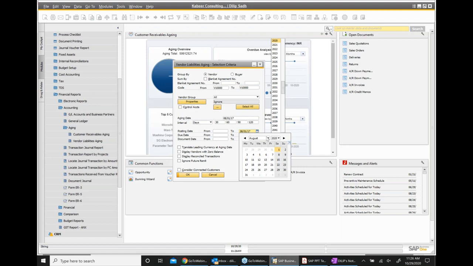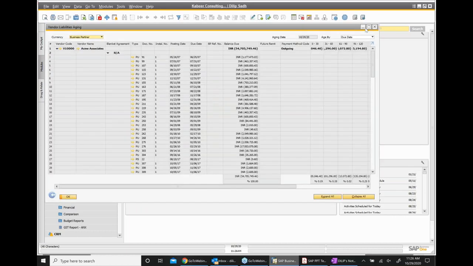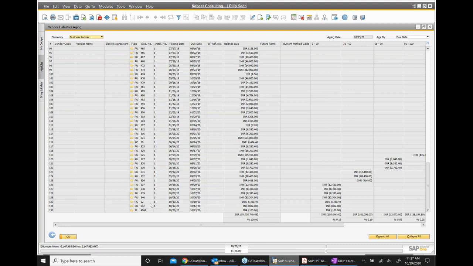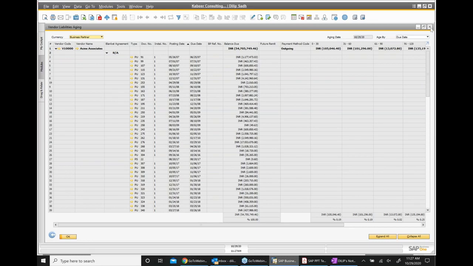So for this vendor, these are all different entries we have done so far, and we can also put a flag. And you can see that okay, these are the documents, dates, due dates, balance due, and then there are brackets 1 to 30, 31 to 60, 60 to 90, 90 to 100. You can collapse all. You can see summary. This is summary. Expand all. Okay. So these are some of the important reports we have in the system.